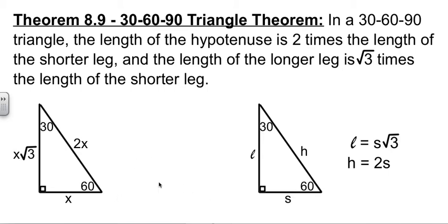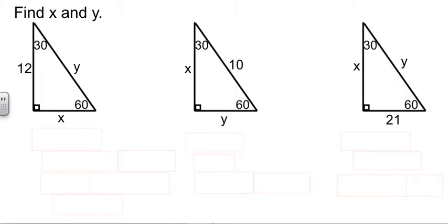Now, you can think about this in two different ways. You could use this triangle that just has the x square root of 3, and the 2x, and that would work. Or you could use this triangle, S for short leg, L for long leg, and then have these two equations. Either way works. They say the same thing. It's just a matter of how you want to approach it.